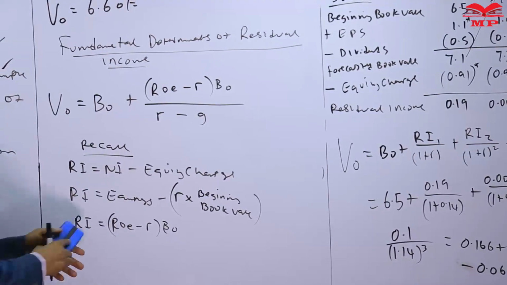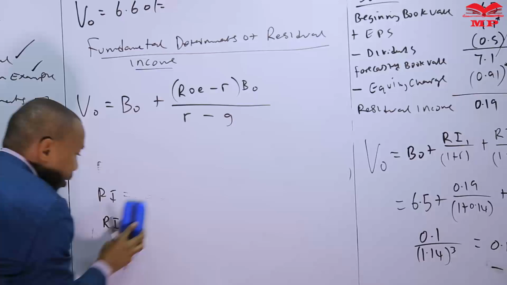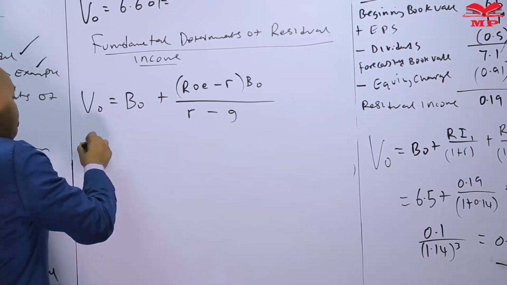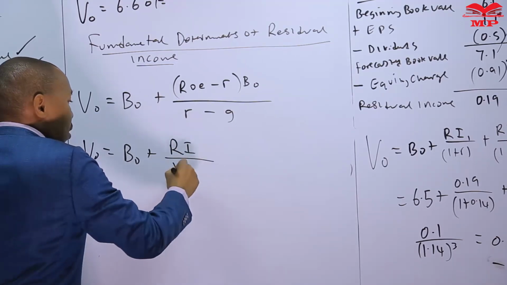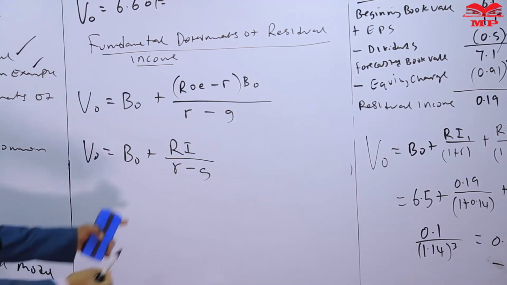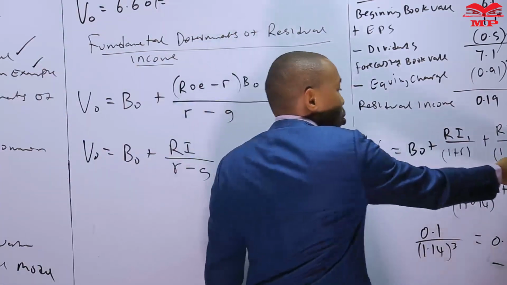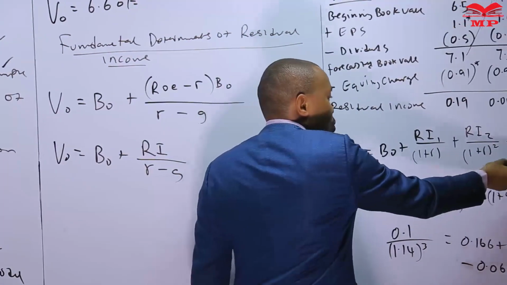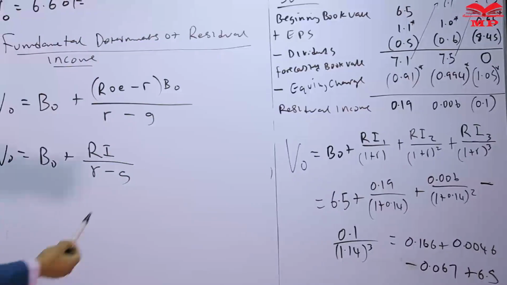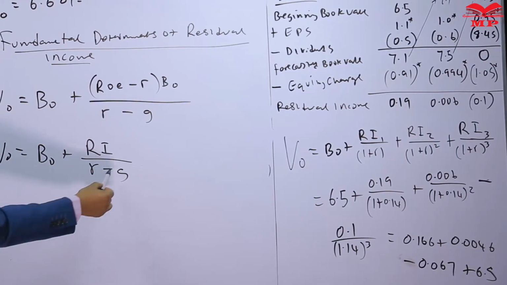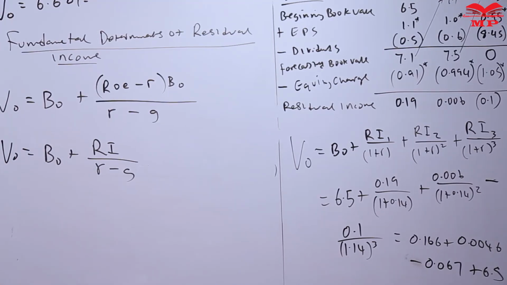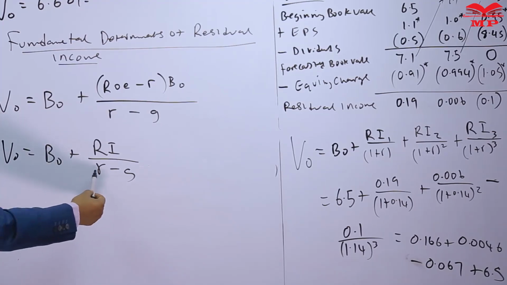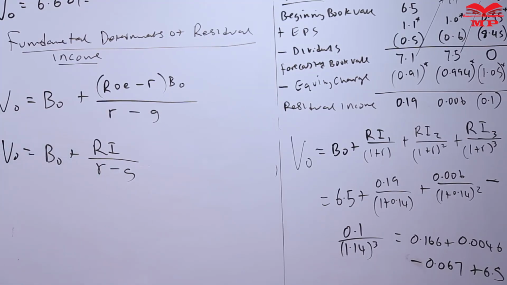So once we understand all of this, we can also say that V naught is given as B naught plus RI over R minus G. This is almost similar to the earlier one; the only difference is the RI 1, power 1, power 2, power 3, and power 4. Now, considering the growth rate in residual income, we factor that growth rate in, and that's why we deduct it from the required rate of return. This is what we call a capitalization rate. Capitalization rate is the difference between the discount rate and the growth rate.